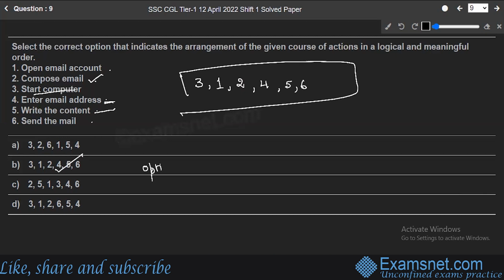312456, option B. Hope you people have sent the mail a number of times. So this sequence is pretty clear to you. All right, let's move to the next question, number 10.